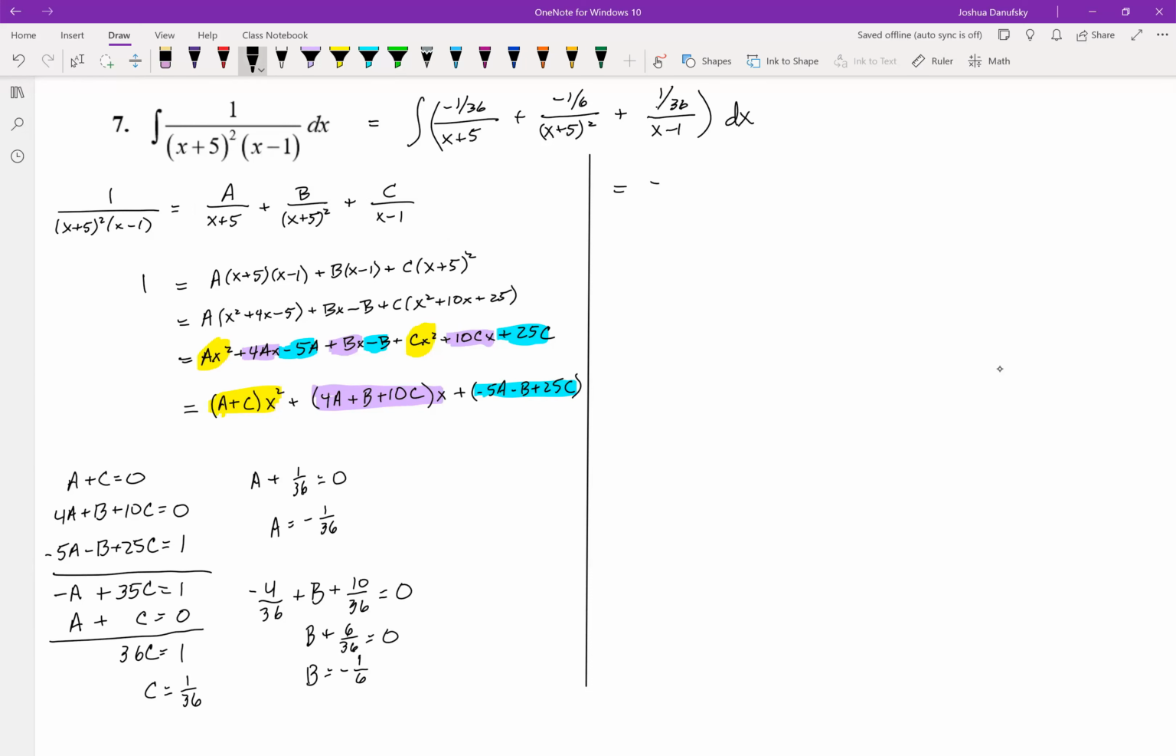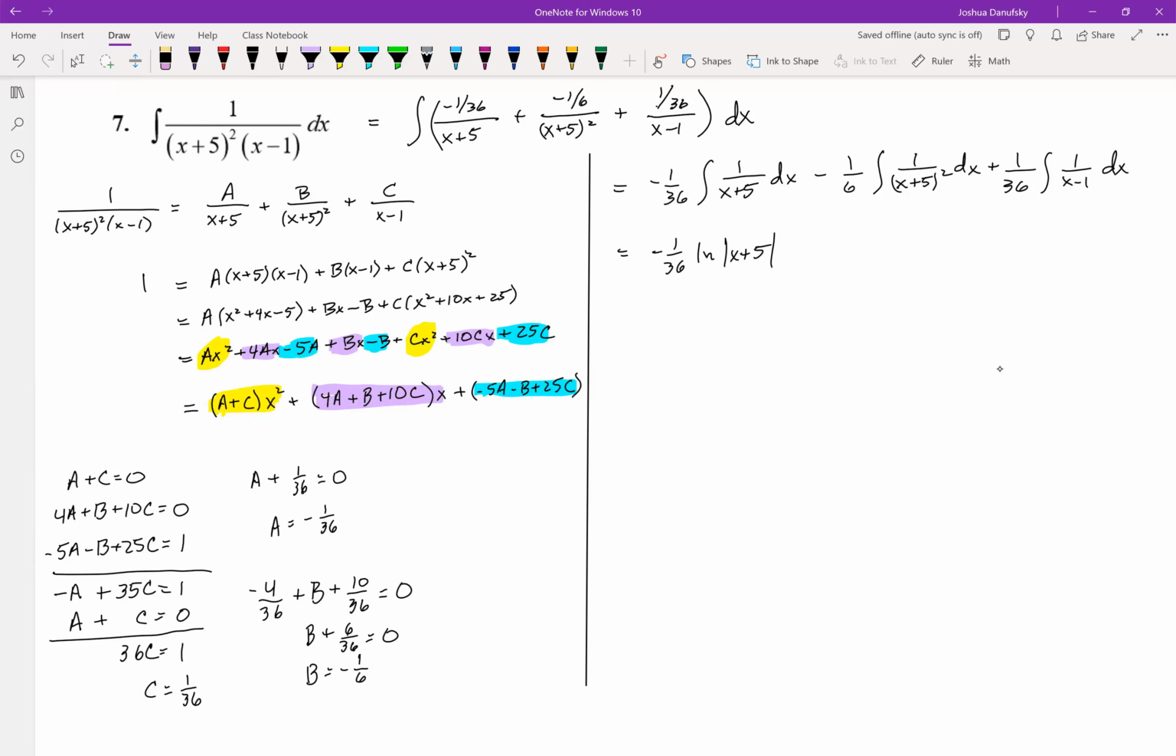We could split it up into 3 integrals like this, putting the constants on the outside. First integral is negative 1 over 36 ln of x plus 5. For this next integral, we could do a u substitution, or we can try to reverse engineer it. If we think about x plus 5, and we want a negative 2 here after we take a derivative, we probably want to start with a negative 1.